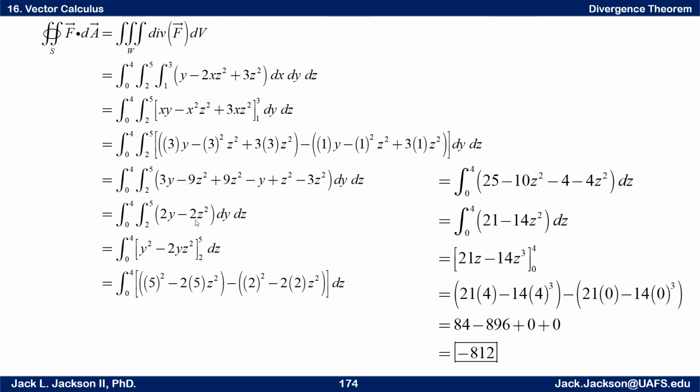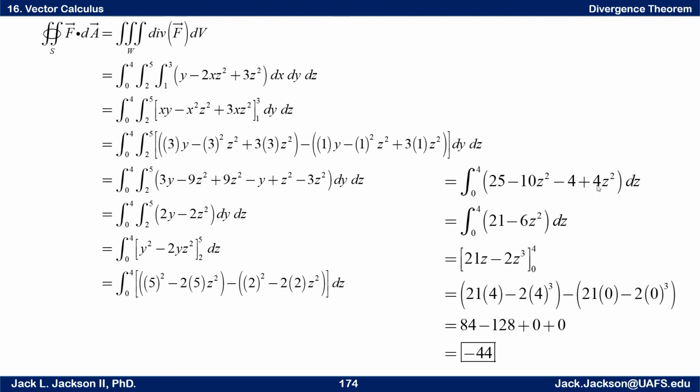Now we're going to do another antiderivative, with respect to y. So that goes up to y squared, divided by 2 cancels the coefficient. This picks up a y, minus 2yz squared. Evaluate from 2 to 5. So plug in a 5 there and there, minus plug in a 2 there and there. Okay, that looks good so far. That's 25 minus 10z squared minus 4 plus 4z squared. Combining like terms, 25 minus 4 is 21. Negative 10z squared plus 4z squared is negative 6z squared.